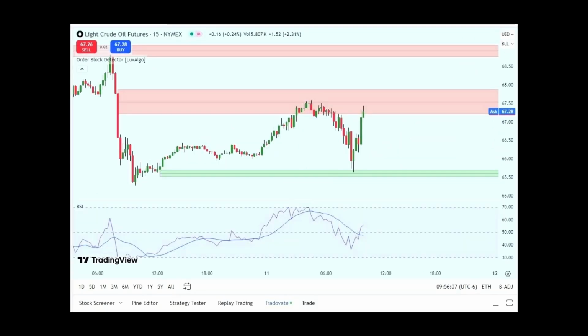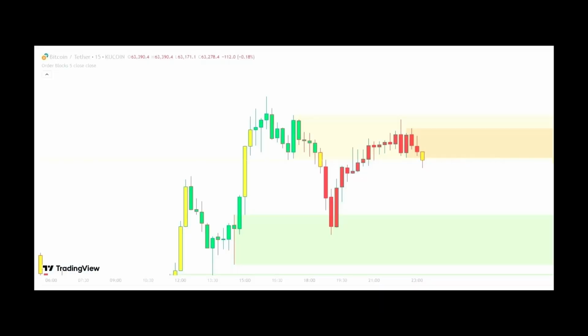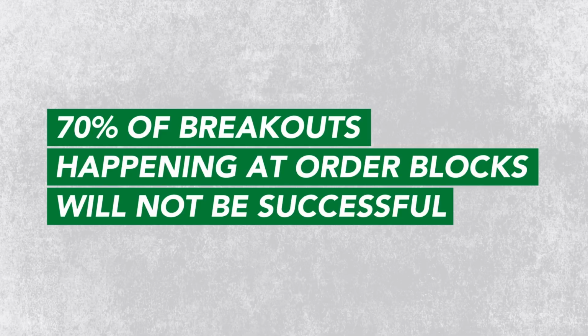Thus, the breakout will discontinue. ICT traders trade order blocks because in about 70% of cases, the market respects the order blocks. That suggests that about 70% of breakouts happening at order blocks will end up becoming fake.